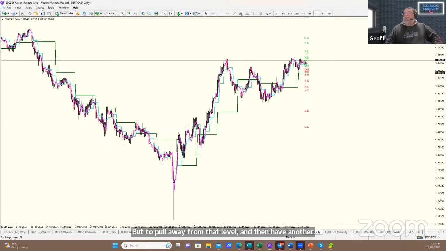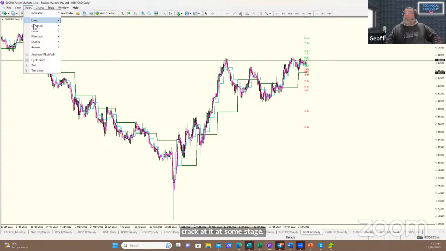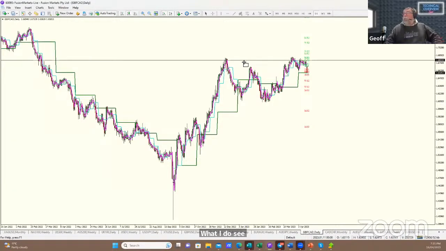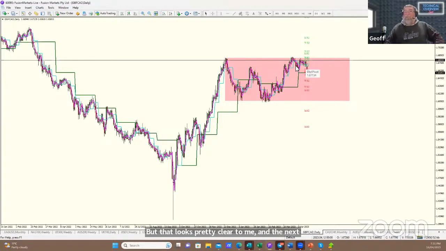What I do see forming here is a box range, and you can pull it from pretty much anywhere you want, but that looks pretty clear to me. And the next thing I think of when I see a box range is off the top to the bottom. So that's where I'm focused.